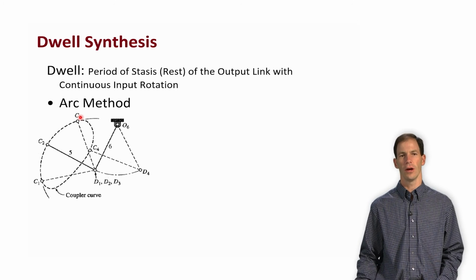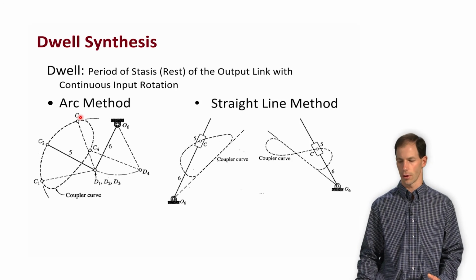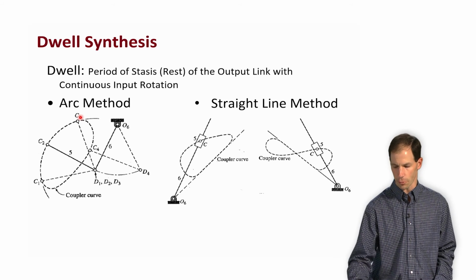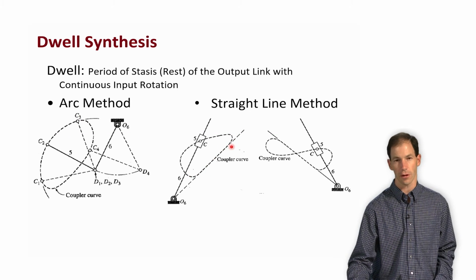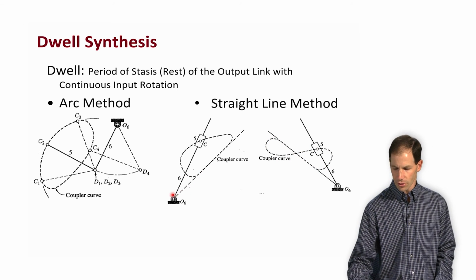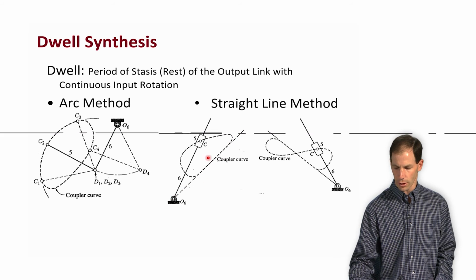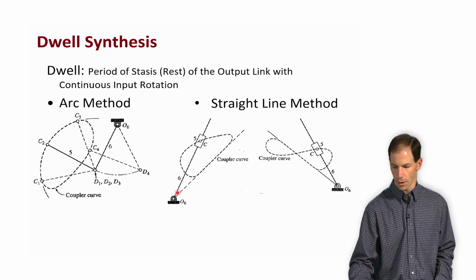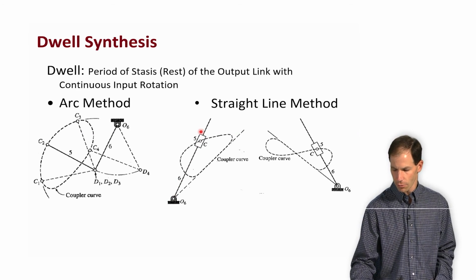Now another option is I can use what we call a straight line method, where I look for a coupler curve that has an approximate straight line like this, or perhaps like this one where I have a straight line and then this crunode that's crossing it. And now I set up a ground pivot that's along the axis of that straight line. So this ground pivot that I'm calling O6 right here, and then I have a link with a slider block on it.